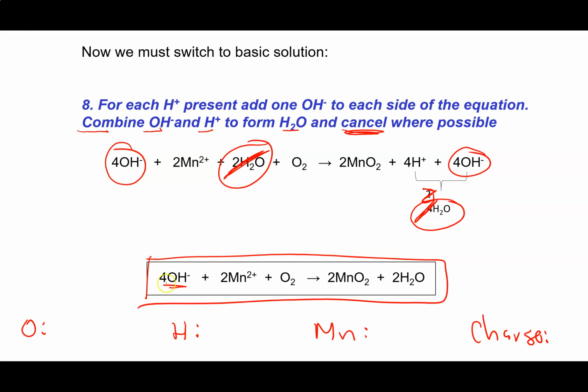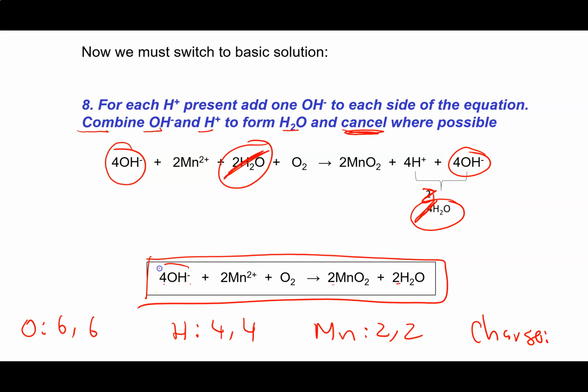What do I get? 4 plus 2, 6 oxygens on the left. 2 times 2, that's 4, plus another 2, 6 oxygens on the right. So oxygens looks good. 4 times 1, 4 hydrogens on the left. 2 times 2, 4 hydrogens on the right. 2 manganeses on the left. 2 manganeses on the right. Looking good. So all of my atoms balance. What about my charge?